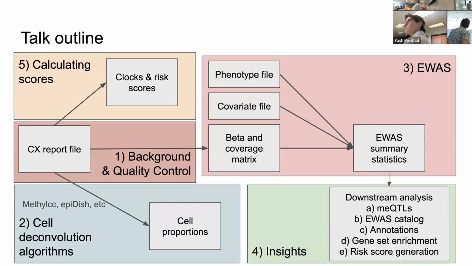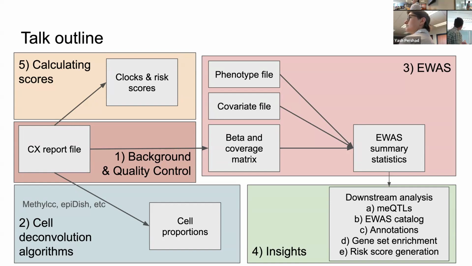So basically we thought about, let's say off the sequencer, you get your methylation data. Vantage will provide you with a CX report file. What do you need to do to go from CX report file to biologic insights? Essentially this process, which is kind of convoluted, but we'll walk you through each step of them. So we split it up to talk about it in each section.